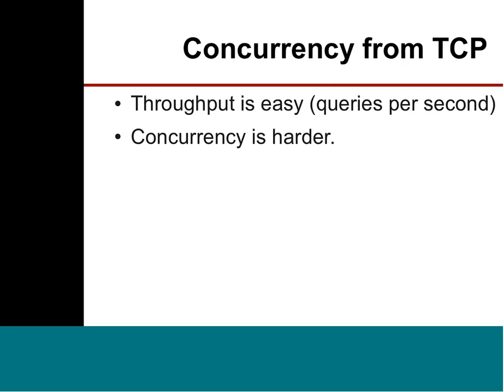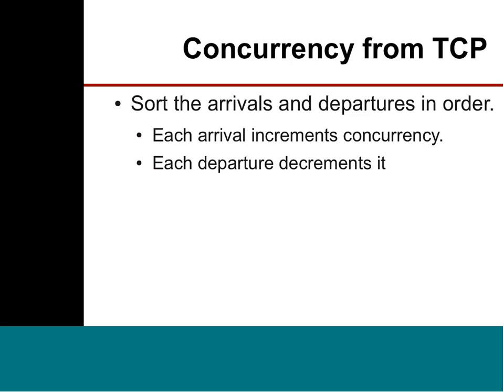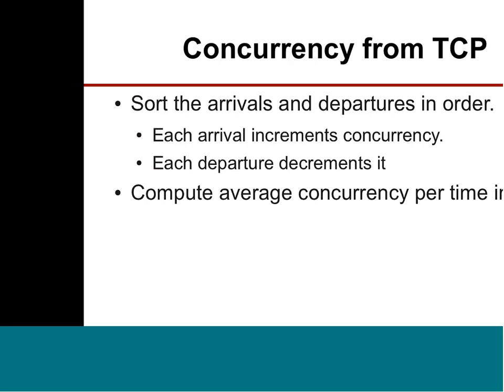So much for the theory. How do we apply this in practice? Well, we have TCP traffic, and we know that throughput is easy because it's just the queries per second, but figuring out the concurrency is a little bit harder. It's not particularly complex conceptually. We just have to keep track of how many things are running on the server at any point in time, and then slice it up into time windows and compute the average concurrency, the average number of things that were running during that time window per time interval.